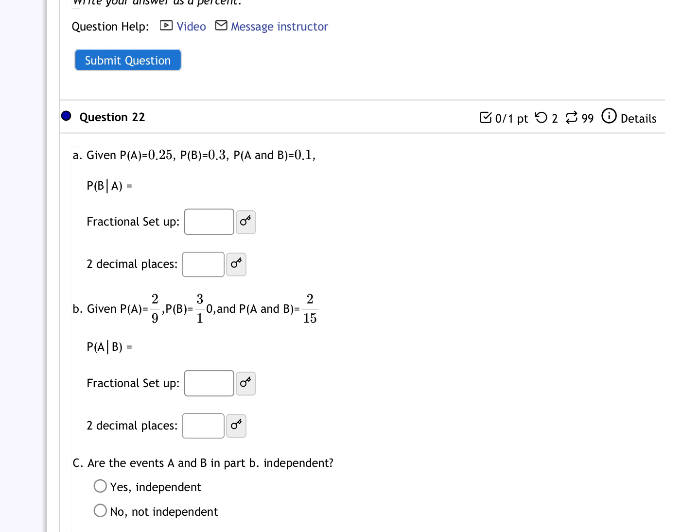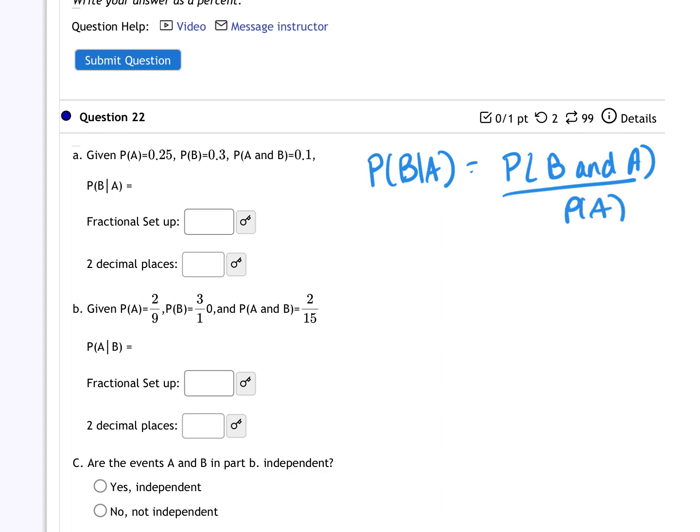And 22. All right, it says find probability of B given A, which by our formula is the probability of B and A divided by the probability of A. So, probability of B and A, 0.1 divided by A, 0.25. That's the fractional setup. And then to do decimal places, 0.1 divided by 0.25, 0.4.